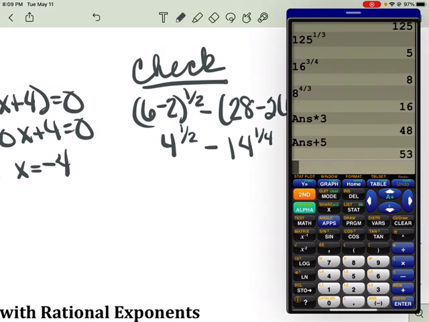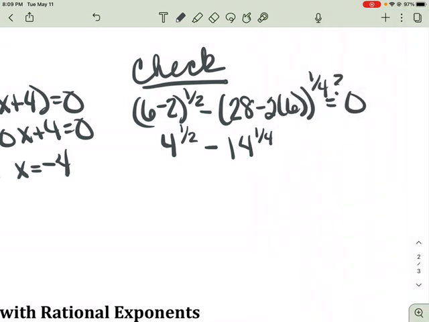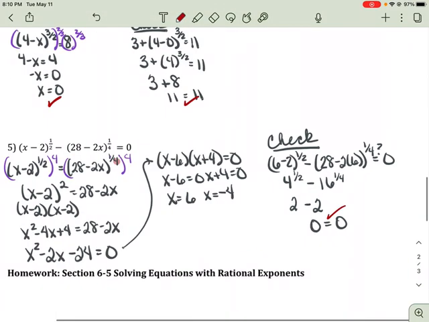Let's check that. 28 minus 2 times 6, 16. Wow, did really bad math there. I knew something was wrong. Okay. So this is 2. This is also 2. So we're going to get 0 equals 0. Cha-ching. All right, 6 works.